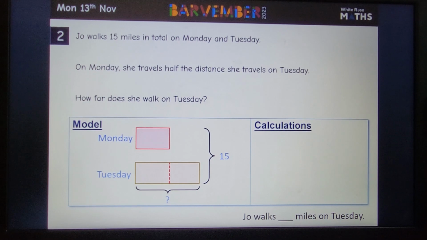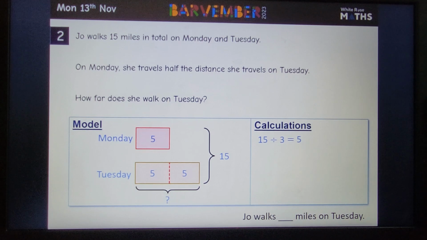Well, when you've got a total amount and you are sharing that amount between 3 boxes, that's a division style question. Okay, so 15 divided by 3 means that each box is worth 5. So we can see from that Monday's box is worth 5.